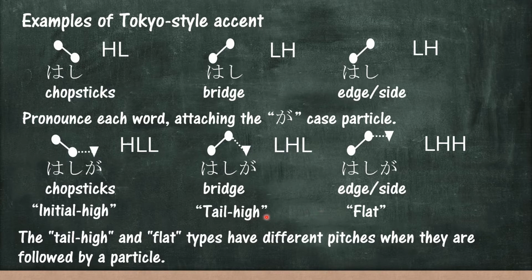So actually, the tail high and flat types have different pitches when they are followed by a particle, just as we've seen attaching the ga case particle. And there are a total of 4 types of Tokyo style accent actually. So let's take a look at them.